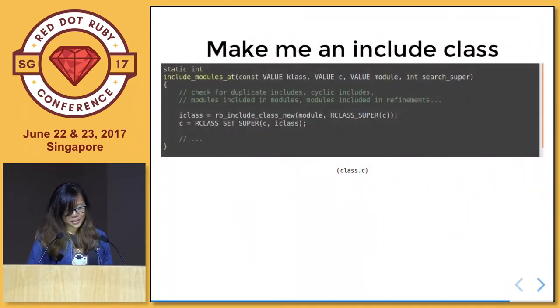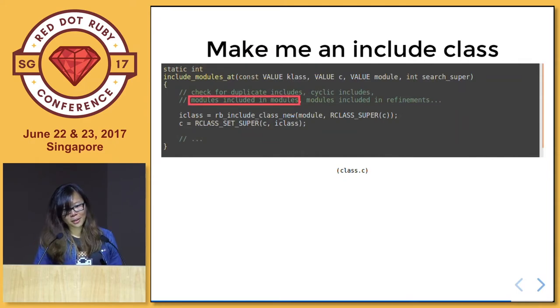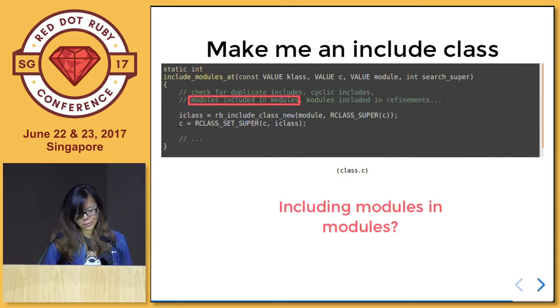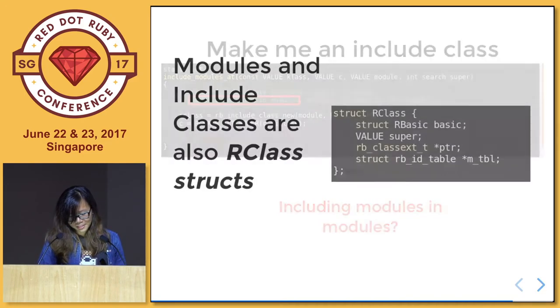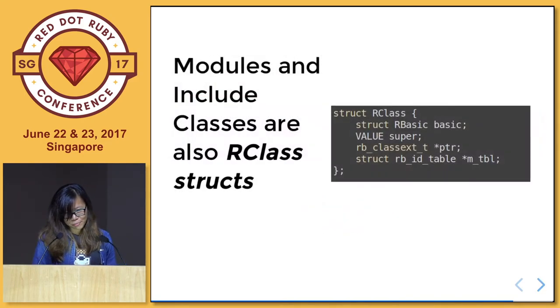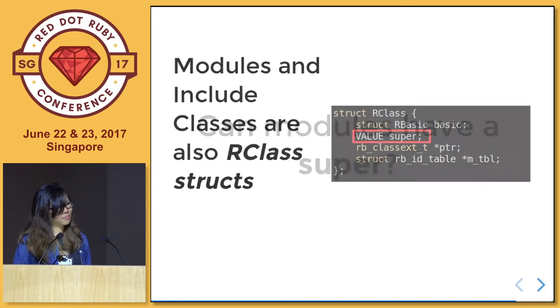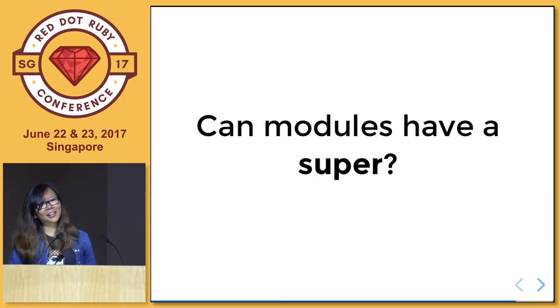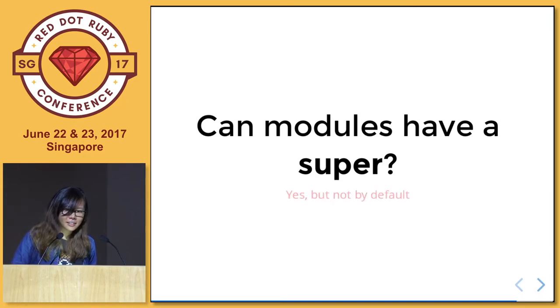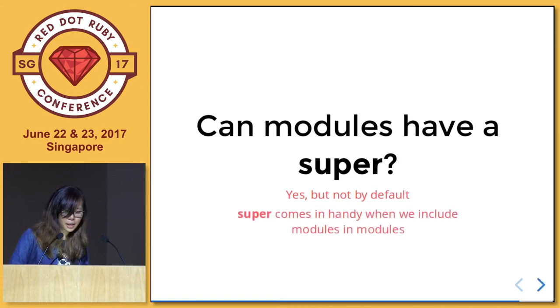So let us now complicate things a bit. Let us talk about including modules in modules. Now, at this point, I should emphasize again that modules and include classes are just R class structs. And other than the class pointer, R class structs also have a super pointer, right? And maybe at this point, you're like, but can modules have a super? And the answer is yes, but not by default. By default, the super is just null. But the super comes in handy when we want to include modules in modules. So let's take a look at how that works.